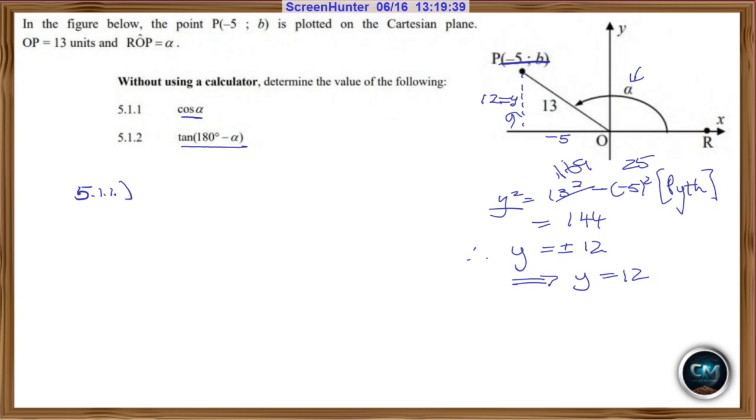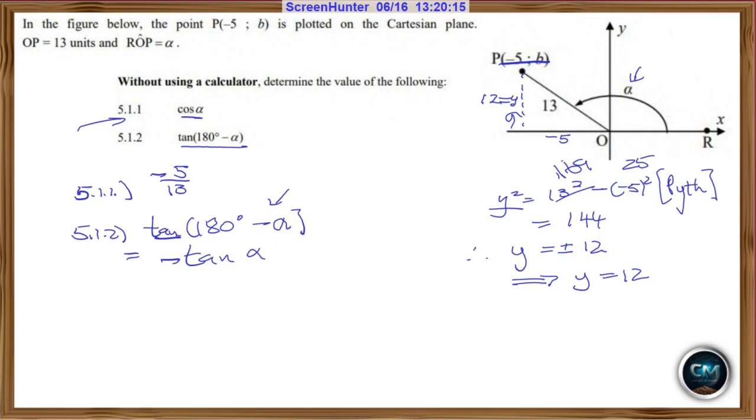5.1.1. Cosine of anything is adjacent over hypotenuse, which means it's negative 5 over 13. It's that over there. And for 5.1.2, they want tan of (180 degrees minus alpha). Well, we can just take a reduction to this because we don't want to deal with 180 degrees minus alpha. Tan is negative in the second quadrant. Here we are. So that's just going to be negative tan of alpha.